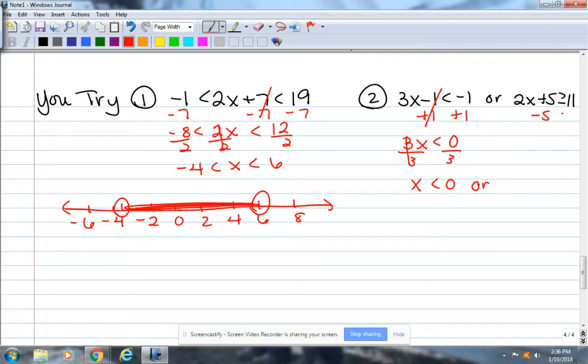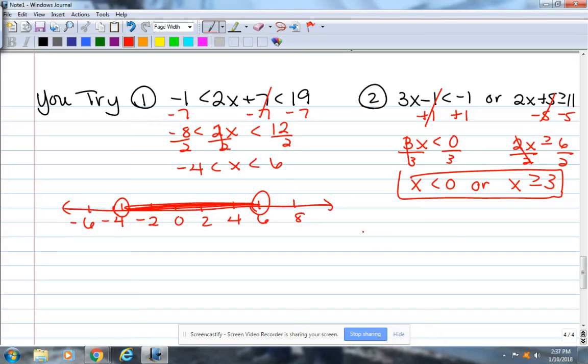And over here, I'm going to subtract 5 on both sides. I get 2x is greater than or equal to 6. Divide by 2. And x is greater than or equal to 3. Did y'all get that? And then on the number line, how do we shade ORs? Yeah, in opposite directions. So does 0 get an open circle or closed circle? Open, shade left. Does 3 get an open circle or closed circle? Yeah, it says or equal to, so it's closed. We shade to the right.